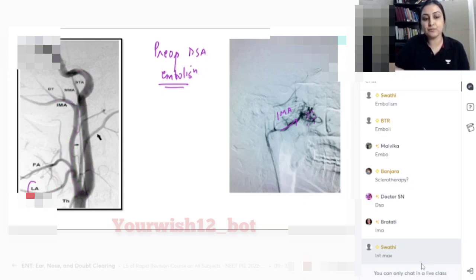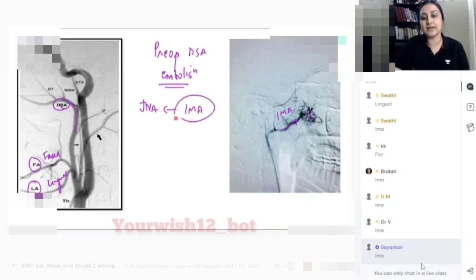The one at the bottom, what is this branch? LA, lingual artery. What is this branch? This is the facial artery. And what is this branch, the topmost terminal division? This is the internal maxillary artery. And what supplies the JNA? JNA gets maximum supply through the internal maxillary artery. So we embolize the IMA completely and then the person is taken up for surgery.